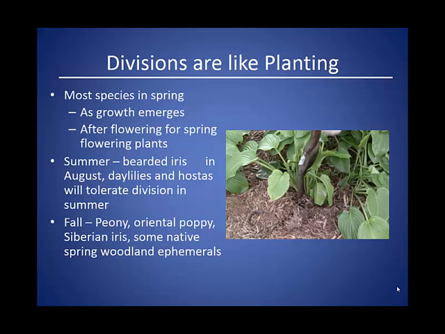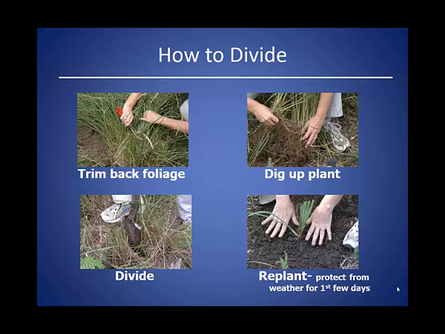So other things like peony seem to prefer the fall, Siberian iris. The spring native woodland ephemerals, things like bloodroot, trillium, etc. They recommend moving them in the fall, but you will have had to mark them in the spring or you will be out of luck. And a lot of times, they're not so crowded that we need to divide those. They're relatively slow growing and slow spreading, so it's not often that you need to divide spring woodland ephemerals.